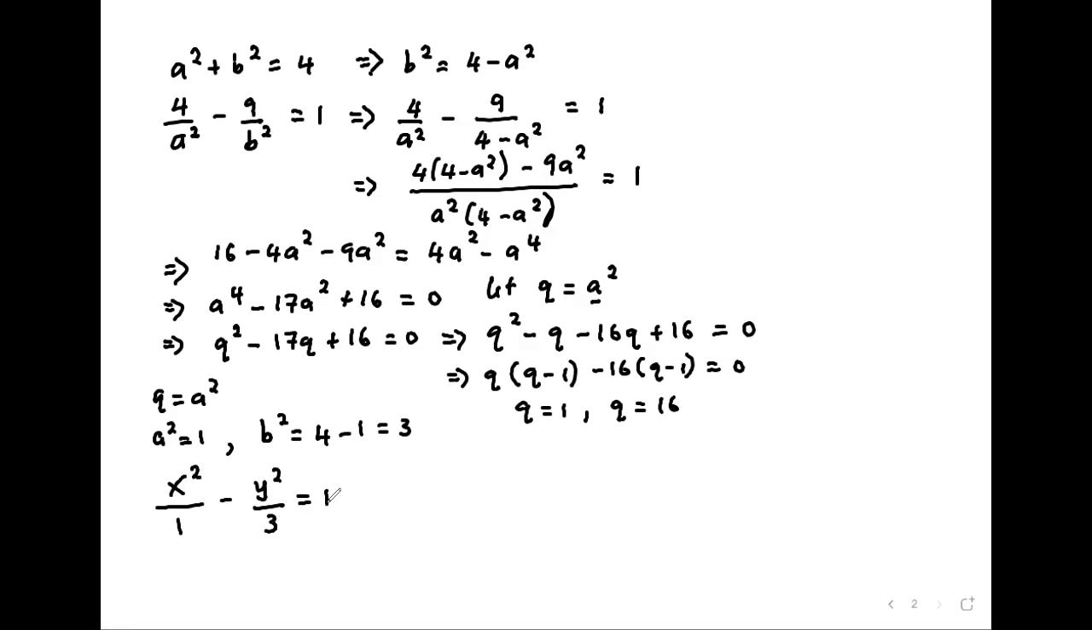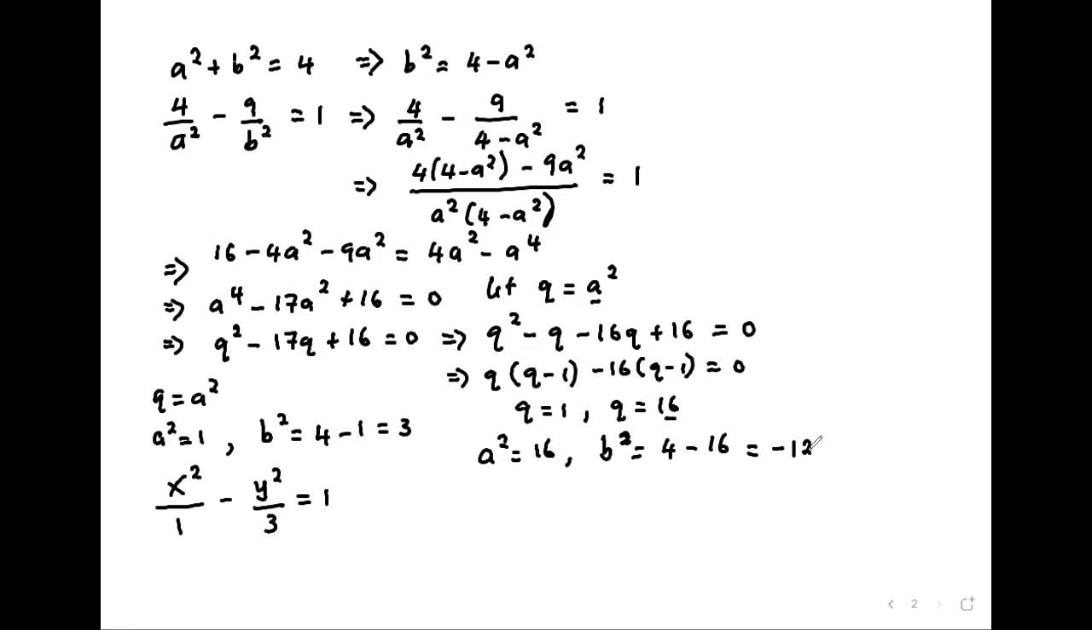Or when q is 16, then a squared should be equal to 16. That means that b squared is going to be 4 minus 16, which is equal to minus 12. Because you know the b squared cannot be negative, because it would change the shape of the hyperbola. It's no longer the hyperbola. So when I put a negative on the b squared, then that's going to be positive.